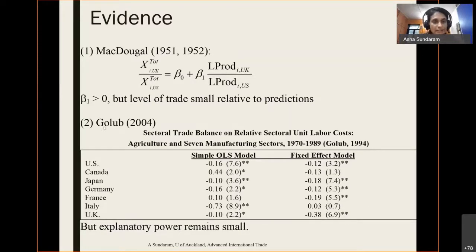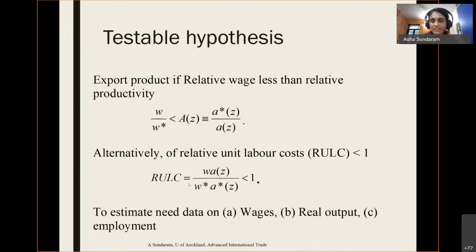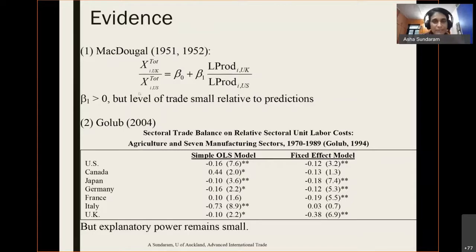But before we do that, there have been some improvements to estimation here. So Golub has a 2004 paper where they run this regression, but they also account for relative sectoral unit labor cost as defined in the Ricardian model. So instead of just looking at the ratios of labor productivity, they also look at this RULC, the relative unit labor cost as defined in the DFS. And when they regress that, the relative unit labor cost on exports, they actually find that it's a pretty good fit, right? They do this for different countries: US, Canada, Japan, Germany, France, Italy, UK. So they look at the sectoral trade balance, which is net exports, on these unit labor costs, and they find that when the unit labor costs are high, exports are low.